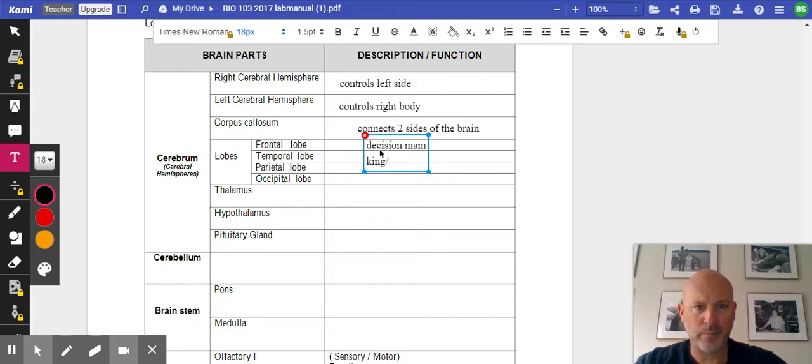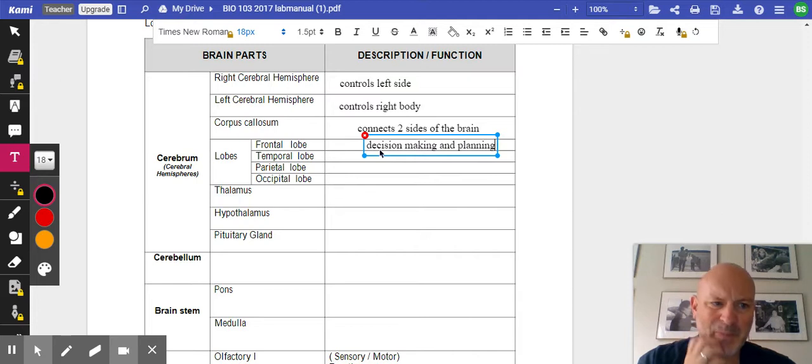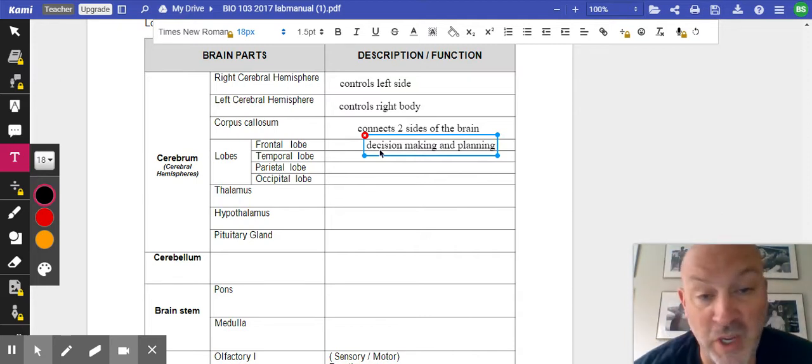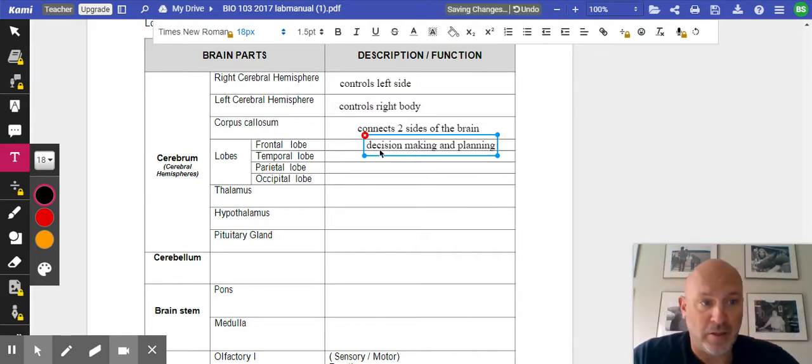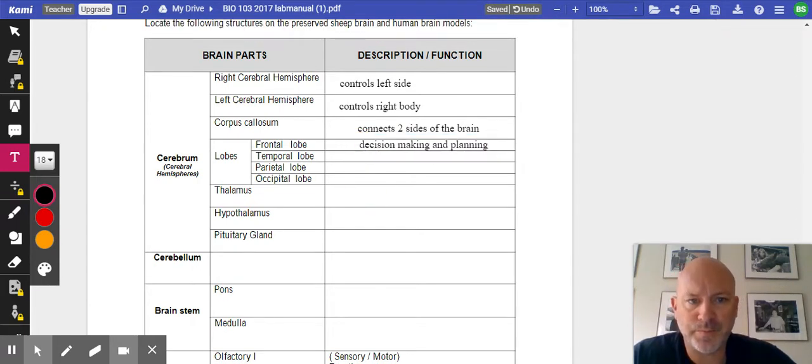Planning, that kind of stuff. Thinking, emotions, your behavior. This is a big part of your personality coming from your frontal lobes.